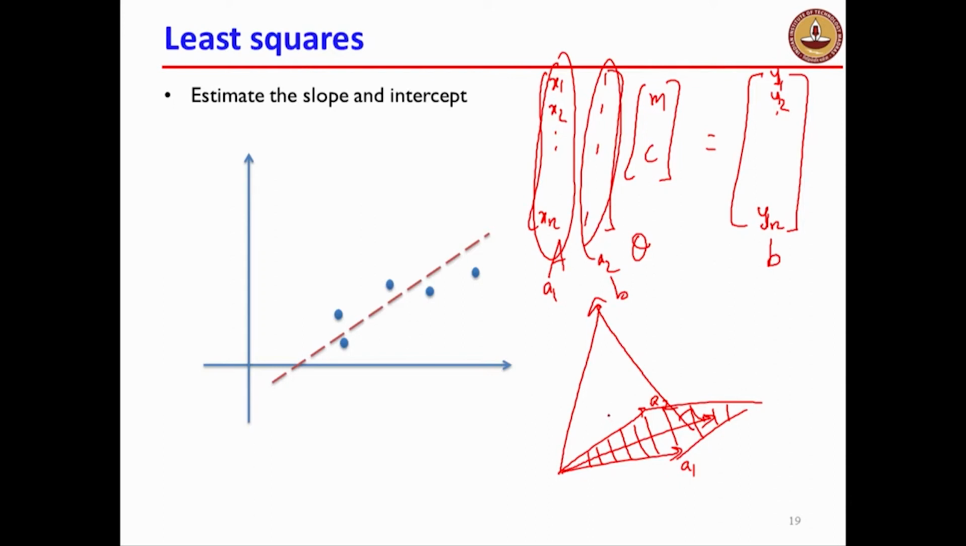It has to be perpendicular to both A1 and A2. So what does that mean? Let me call this A1 M plus A2 C is equal to B, right? My constants are C and M.